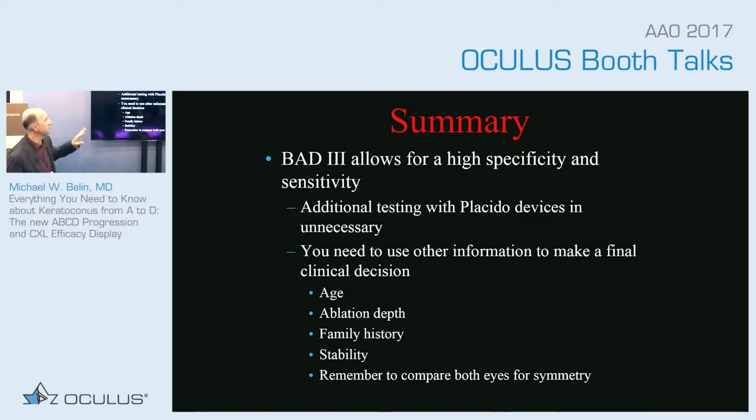So in summary, just for the BAD, again, it allows high specificity and sensitivity to separate normal from abnormal. Additional testing, I have not used a Placido device since 1989, just to let you know. But again, it's one bit of information. You need to look at age, ablation depth, family history, stability, and again, remember to compare eyes for symmetry. Highly asymmetric maps are also a warning sign.